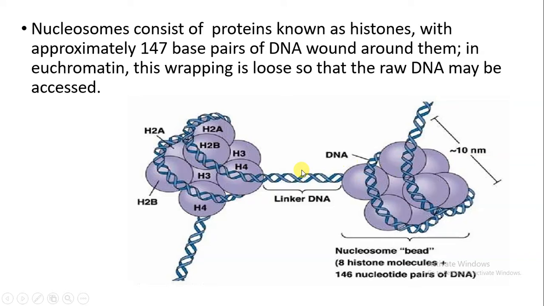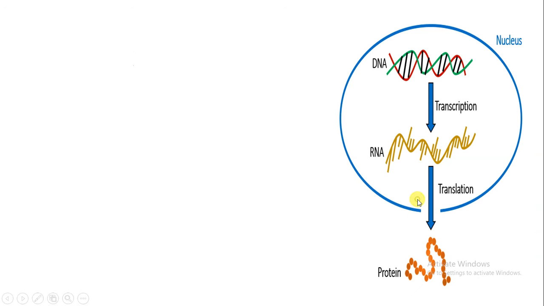Here, when we observe the nucleosome, this is the histone protein and this is the DNA which is coiled around the histone protein. So they give rise to a structure called a nucleosome. The total number of base pairs in the DNA in this nucleosome is 146 base pairs, coiled around this histone protein. In euchromatin this wrapping is loose, so the raw DNA is freely available, the enzymes and proteins can attach, and the transcription process easily takes place.